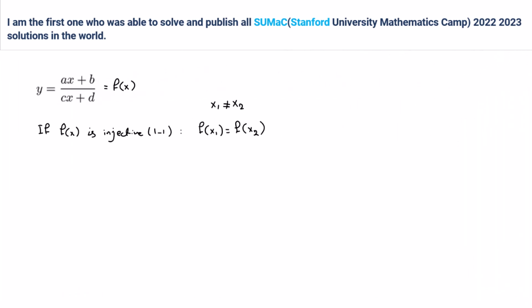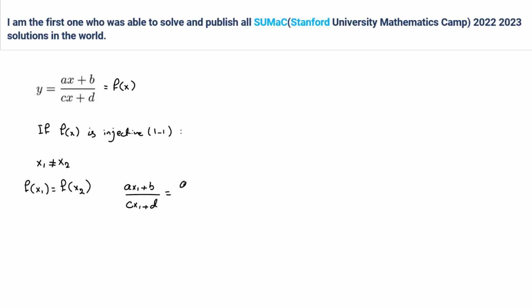I got it when AD equals BC. Exactly. If AD is equal to BC, then it is not injective, right? So let's check. Injective just means that for every output there is only one unique input, right? Let me write it to make sure and check it. You cross multiplied, right?